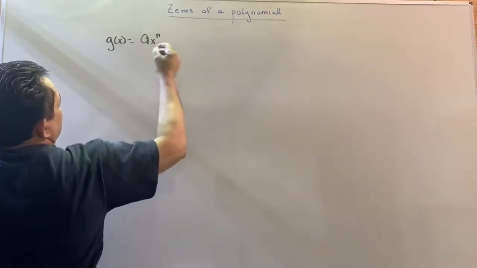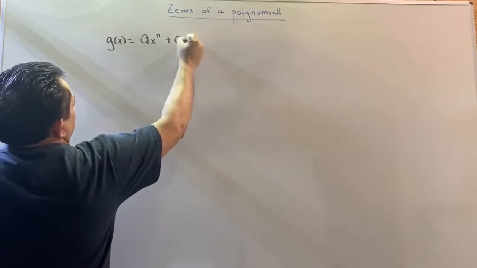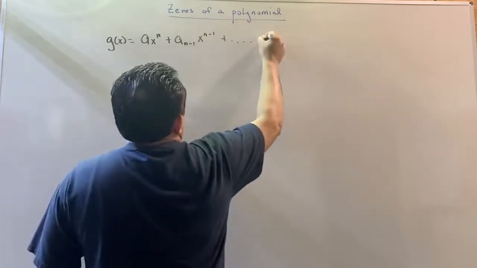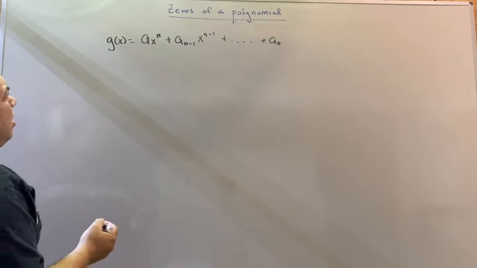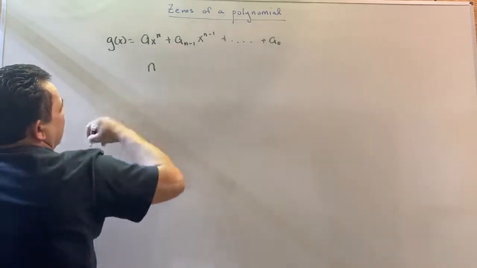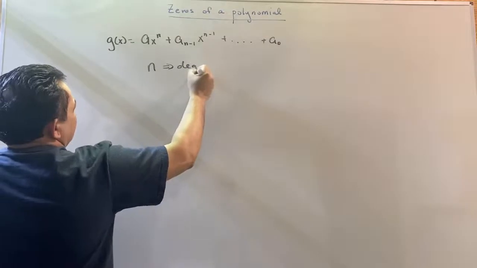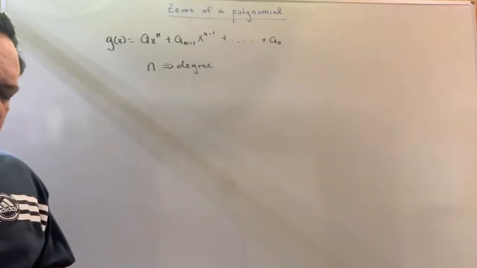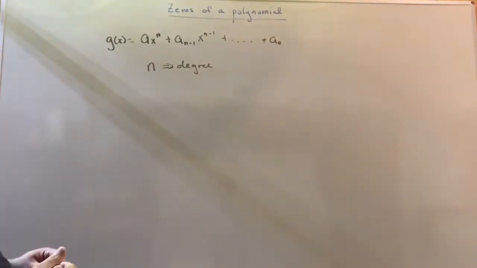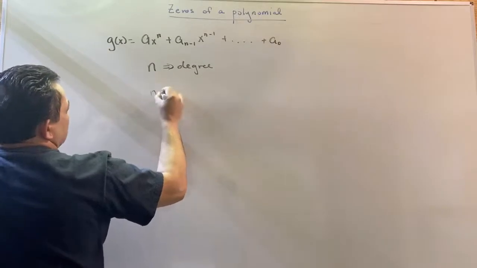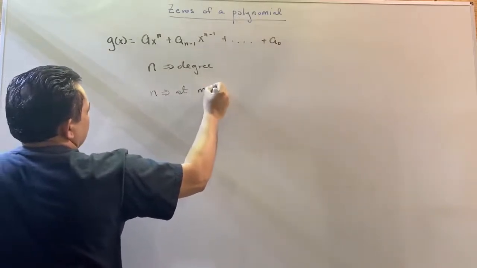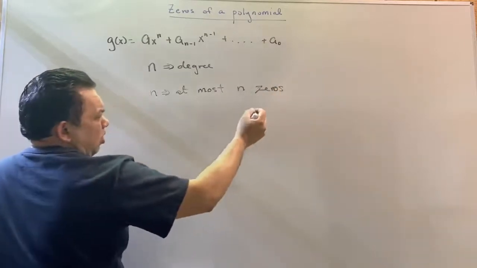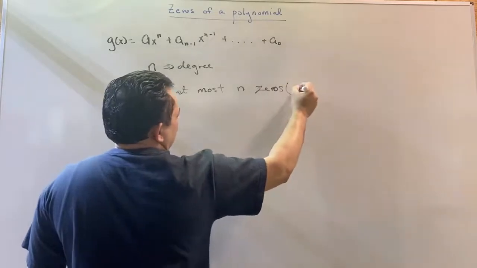a_n x^n plus a_(n-1) x^(n-1), and so forth, we know that this polynomial, n, which is called the degree, also tells us that we will have at most n zeros. So n will tell us also at most n zeros of the polynomial. And keep in mind, when we talk about zeros, we're looking for solutions.